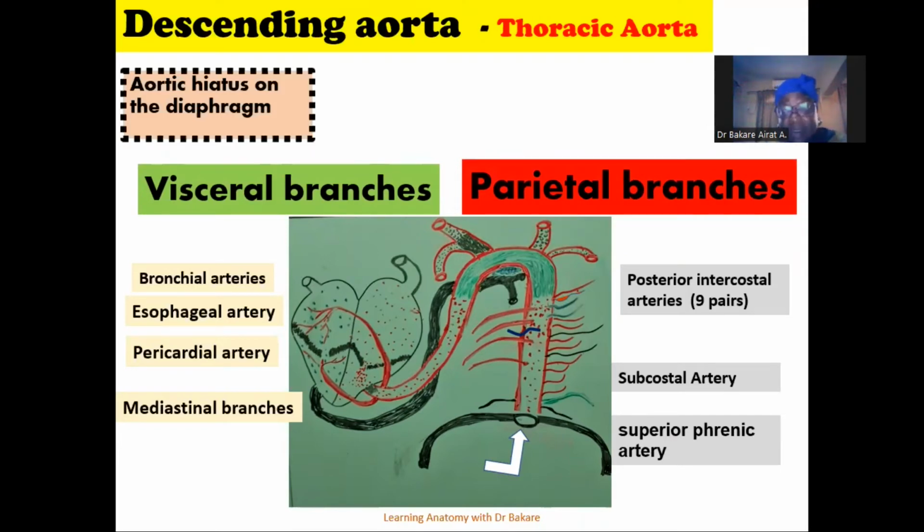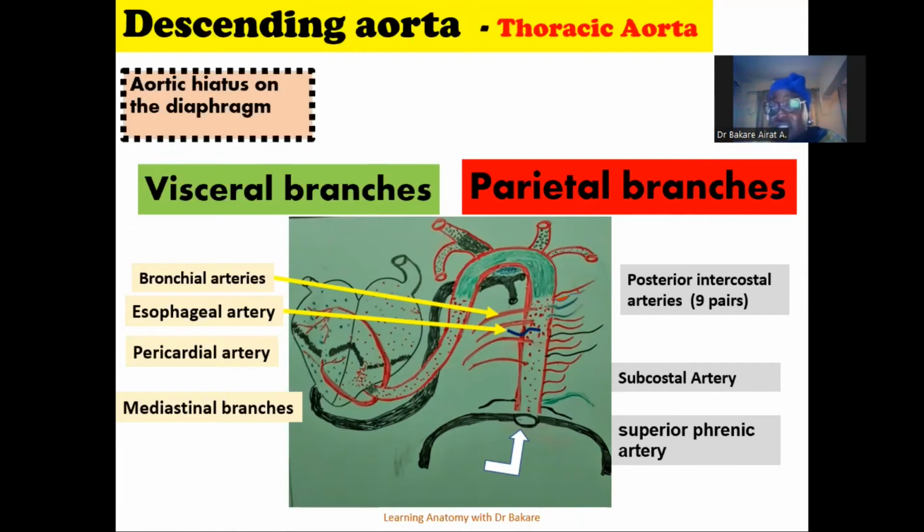So for the visceral branches, we have the bronchial arteries. The bronchial arteries are 2 on the left and 1 on the right, and they supply the lungs and also their surrounding structures, which include the trachea and also the pulmonary vessels. Then we have the esophageal artery. The esophageal artery is highlighted in blue, and it supplies the esophagus. But the specific region of the esophagus that it supplies is the thoracic part of the esophagus.